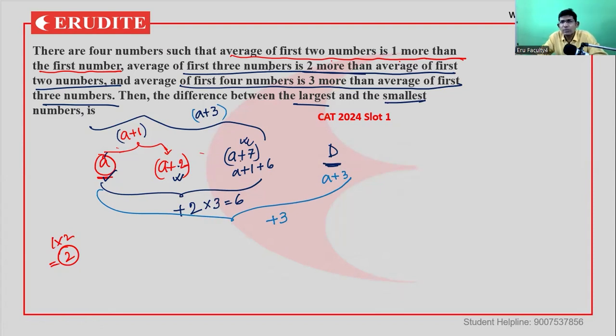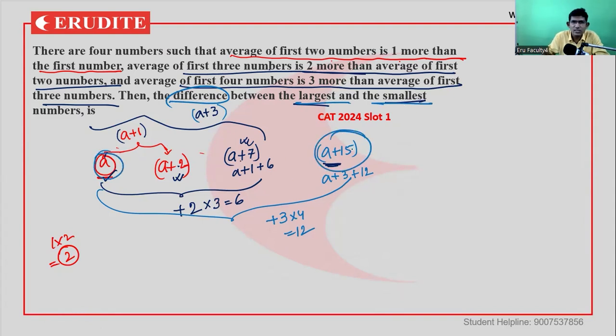That means the 4 numbers' average has increased by 3. So what's the total increment in the 4 numbers? That would be 3 into 4, or 12. That means the value of D must be 12 more than A plus 3, which means the fourth number must be A plus 15. So these are basically my 4 numbers: A, A plus 2, A plus 7, and A plus 15. So what's the difference between the largest and the smallest? The smallest is A, and the largest is A plus 15. So the difference is simply 15.